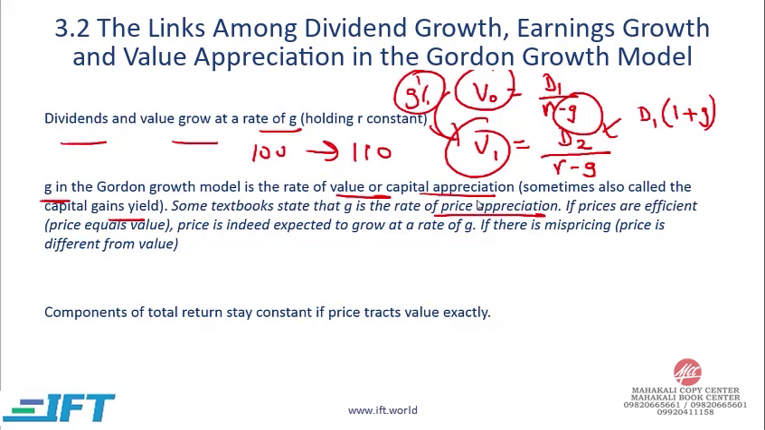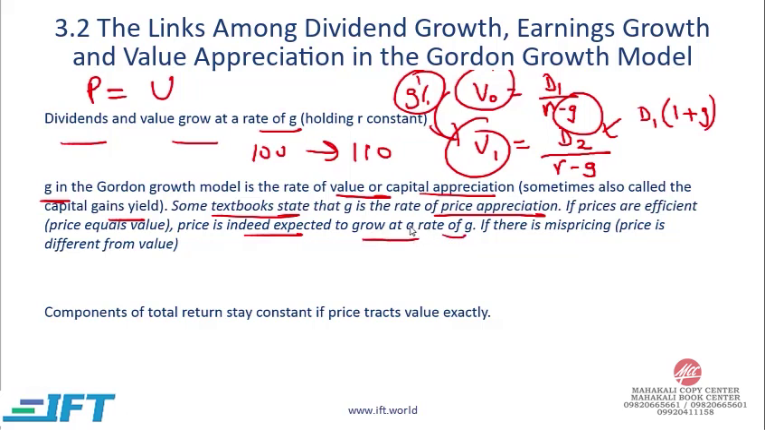Some textbooks state that G is the rate of price appreciation. Is there a discrepancy between these textbooks and what we are saying here? If prices are efficient, which means that the market price is equal to the value, then price is indeed expected to grow at a rate of G.